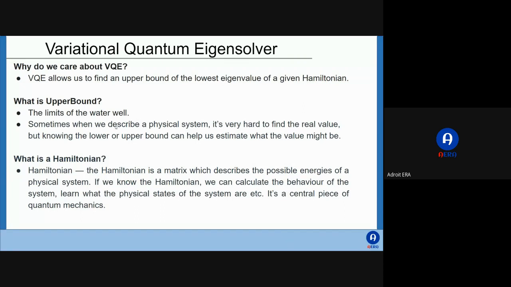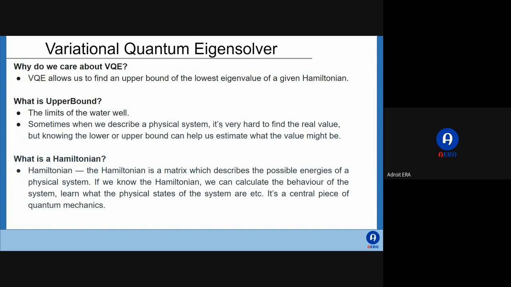We need to be clear with these terms, because VQE can help us find an upper bound of the lowest eigenvalue of the given Hamiltonian. So it can help us find the upper bound first, and then it can help us also find the lowest eigenvalue of the particular given Hamiltonian. As I discussed, the upper bound will be the highest level of water that can be in a well, and the lower bound will be the ground, right?